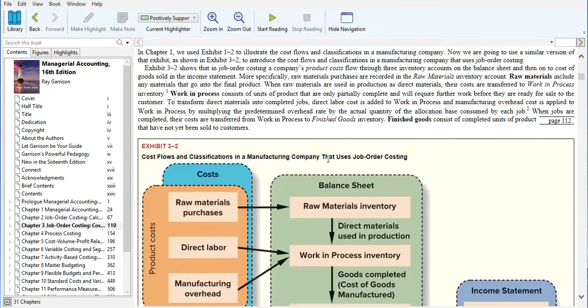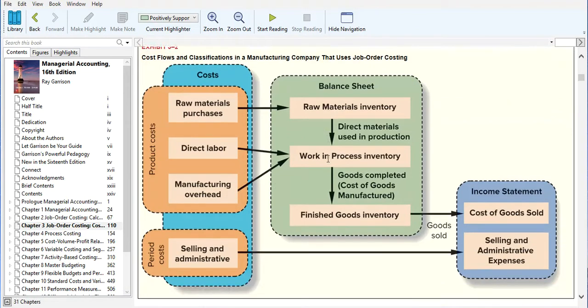So in job order costing, when we talk about the flow of costs, we're talking about raw materials purchases going into raw materials. Direct labor and manufacturing overhead that's being assigned to a product go into work in process, as well as the materials that are moved out of raw materials and into work in process. Then when we finish products, we move those out of work in process and into finished goods, and those finished goods are what's available for sale.